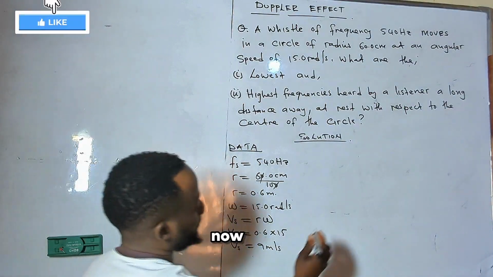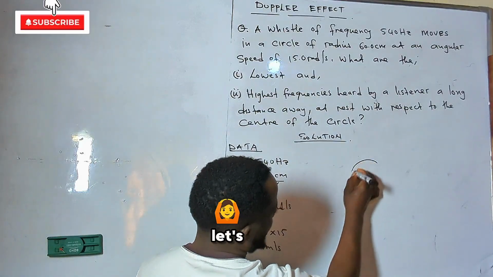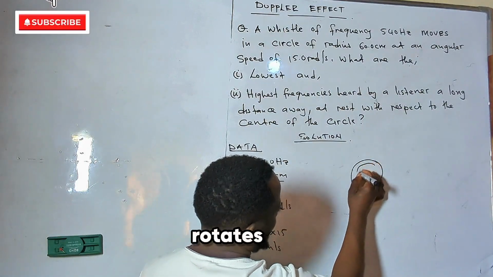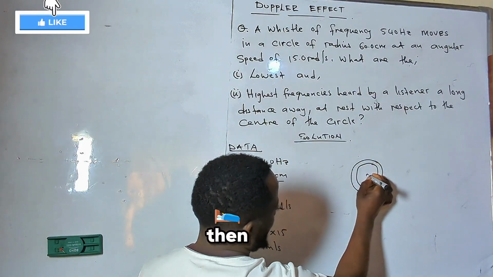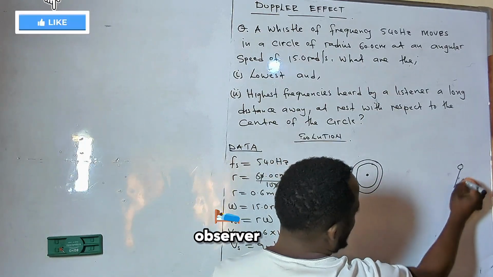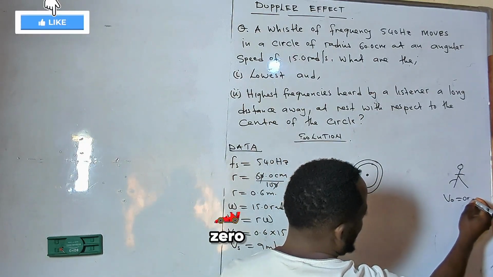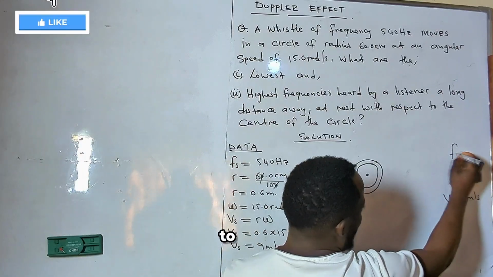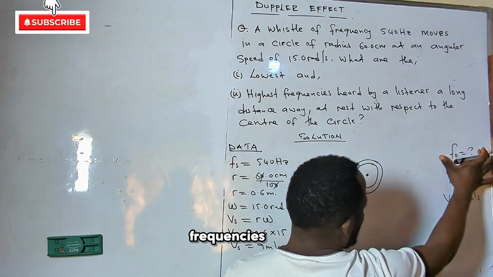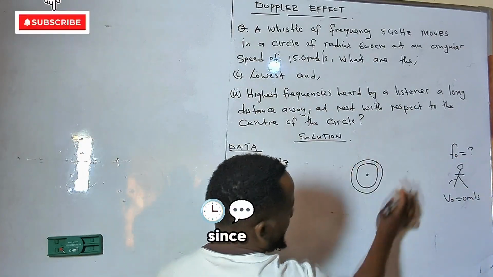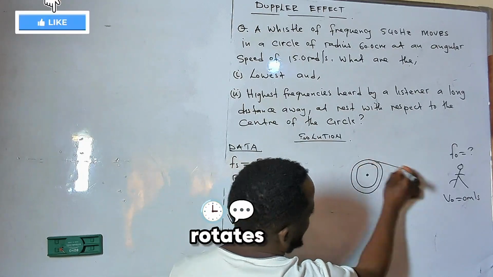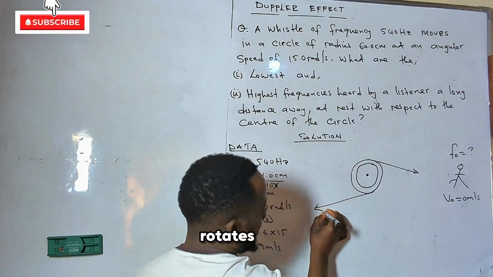Right. Now, in this case, we have our whistle. Let's say this is our whistle here. It rotates in this manner. Then we've got an observer who is at rest. So the speed of the observer is simply 0 meters per second. We want to find the frequency of the observer, the range of frequencies of the observer. Now, since this rotates, let's say it rotates towards him and also it rotates away from him.